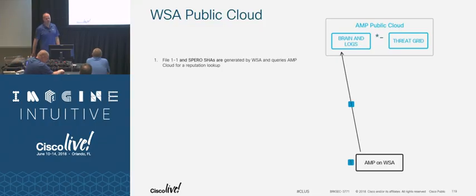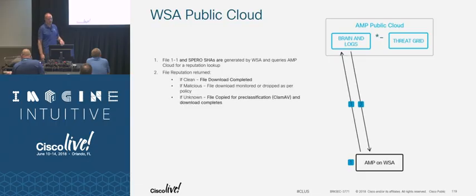So what will happen is the WSA talks to the cloud. It generates the SHAs and sends them to the cloud. The cloud responds and gives you either that clean, malicious, or unknown. Now if it's unknown, we're going to run it through another set of local engines. We're going to check it with ClamAV locally. We're going to look to see if that file has any active content in it.